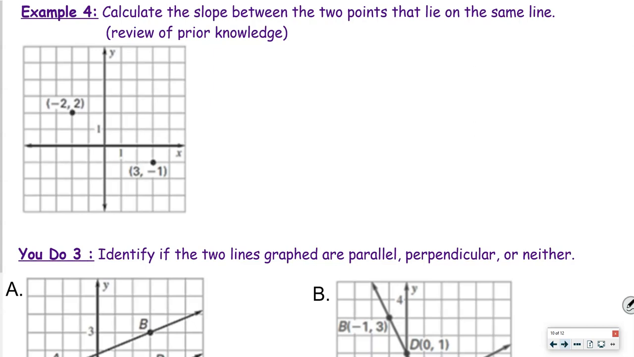All right, so this next one says calculate the slope between 2 points that lie on the same line. So how do we do that? Now I'm going to show you another way to do this. So we've done the slope formula, right? We could use that here, and you could use it to check, and I'm going to show you both ways, but I want you to see something else.